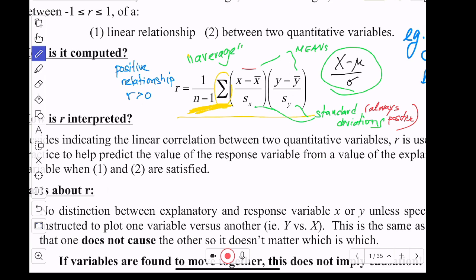So when x is below its mean, this term will be negative, but then if it's a positive relationship, y will also be below its mean in the pair. If I multiply a negative and a negative, what do I get? Negative times a negative also makes a positive. So I'm adding more positives and reinforcing R being positive. So a positive relationship is reinforced with this multiplication. I'm just adding a bunch of positives together.